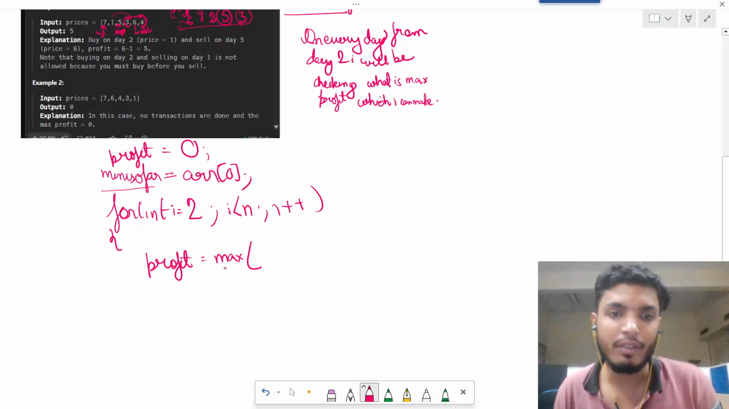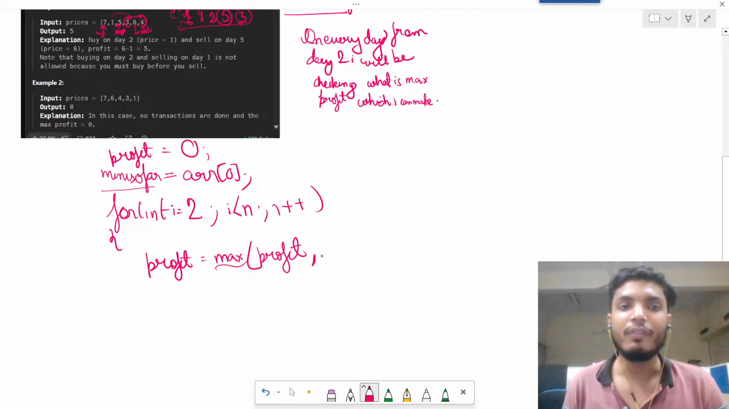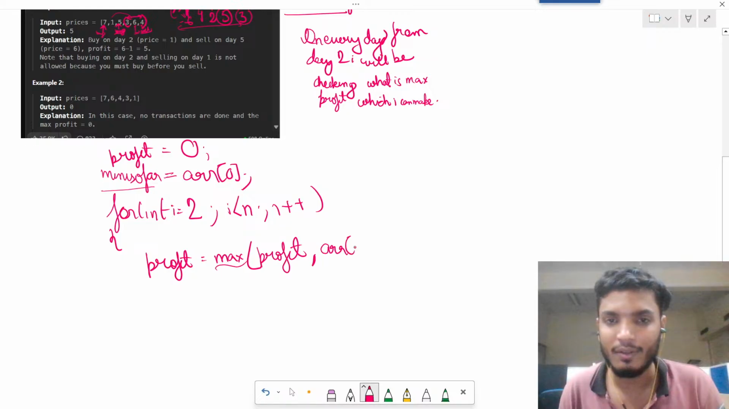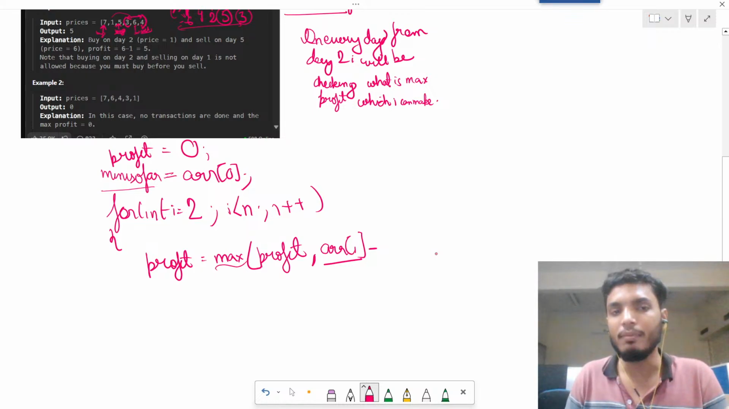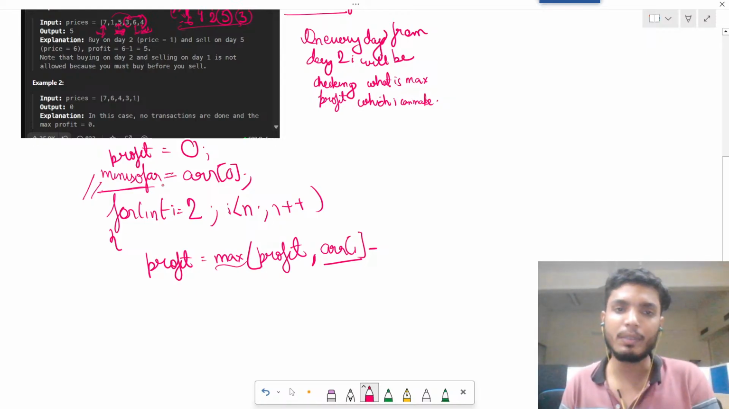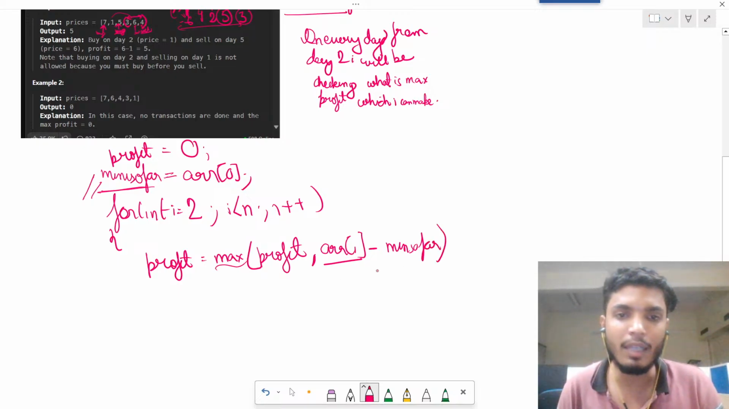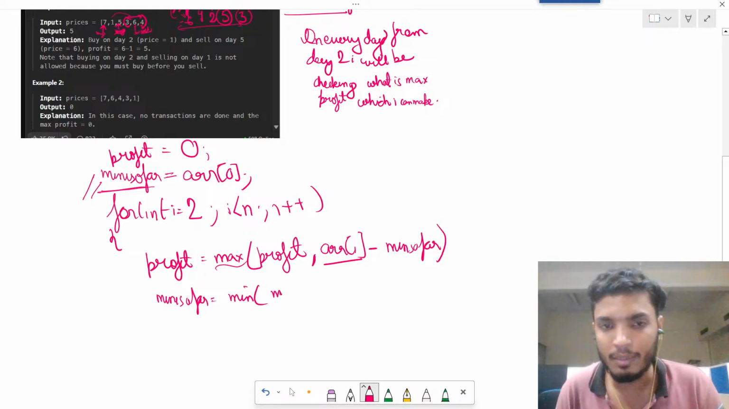But this profit will store the max of this. Profit equals max of profit, comma, if I sell on this day, meaning if I sell on arr of i, this is what I will get. And minimum so far indicates the minimum price which I have got till this particular day. So arr of i minus minimum so far, and then I will update minimum so far, which will be min of minimum so far, comma, arr of i.